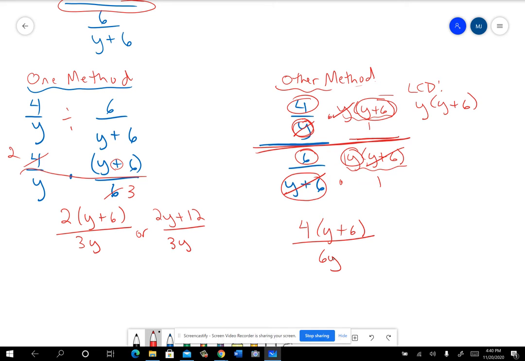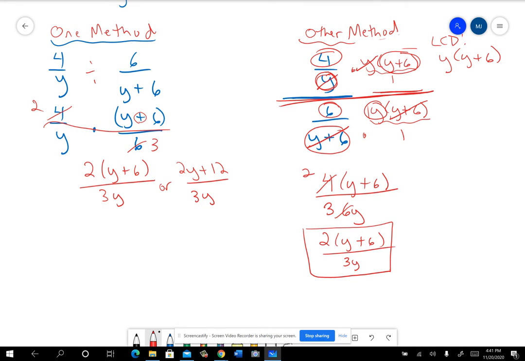Okay. And then the 4 is divisible by 2, and so is the 6. So my final answer is 2 times y plus 6 over 3y. Now, you could easily argue that you like the other way better, and I get that. It's not as convenient, though, in some cases. So this method right here turns out to be an excellent way to handle complex fractions when you have lots of fractions. And that's what happens a lot in trig.